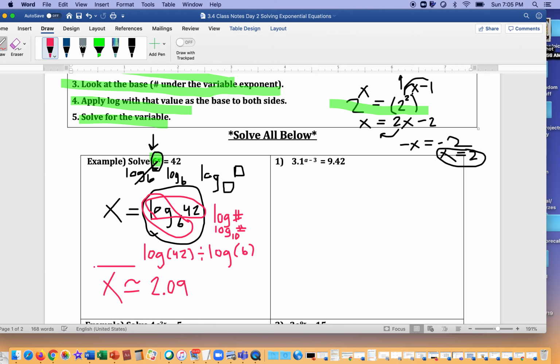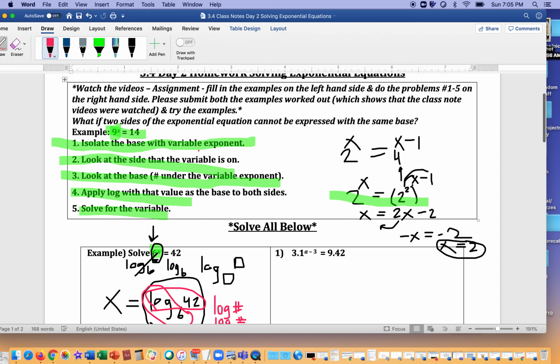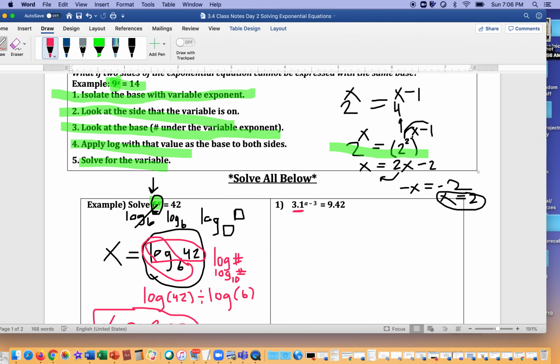Okay, so that'll be my answer. Okay, so let's look at the next one. For the next one, I'm going to go back to the steps. Step 1 says isolate the base with the variable exponent. So here's our base, 3.1. We've isolated that quantity, meaning there's nothing in front or nothing behind that pink bubble that I just circled.